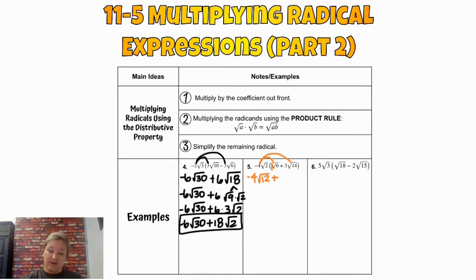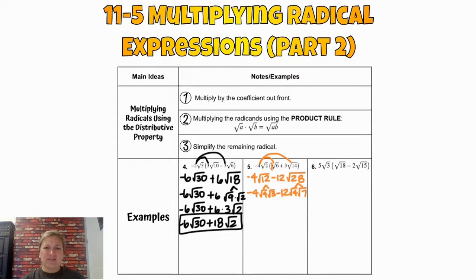Plus, and then I have a negative 4 times 3. That actually makes a negative 12 square root of 28. This time I have perfect squares that can go into both of those. And it looks like 4 is both of those. So I have negative 4, and then I have the square root of 4 times the square root of 3 minus 12, and this is the square root of 4 times the square root of 7.